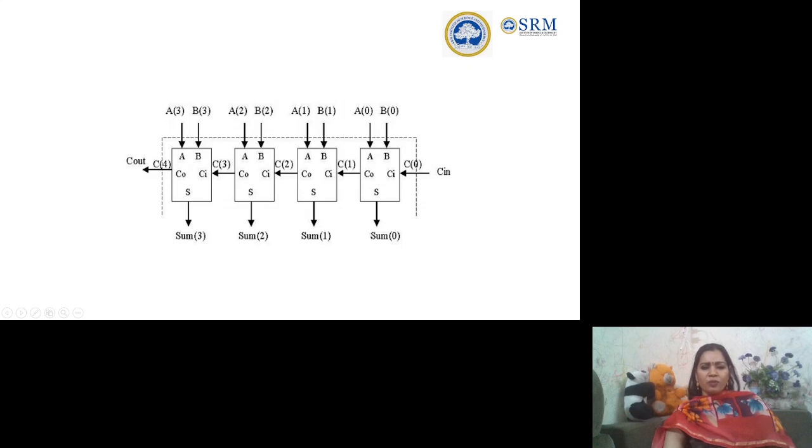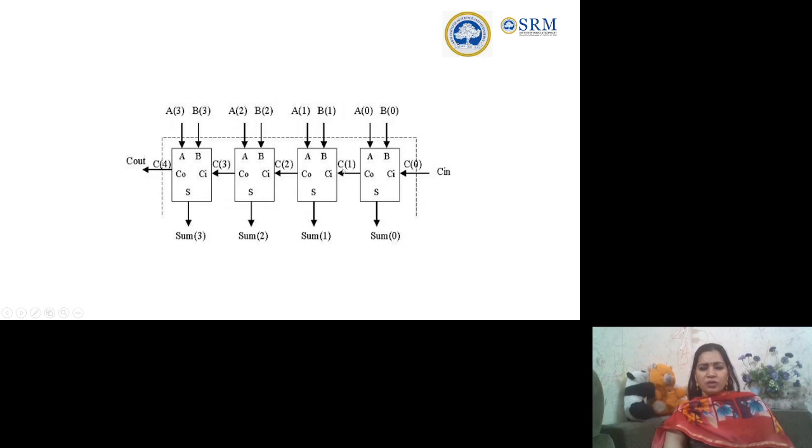So by using 4 full adder circuits, I have designed a 4-bit ripple carry adder. The input for the first full adder is A0, B0, and C0. C0 will always be considered 0. After adding A0, B0, and C0, it will produce a sum, and if there is any carry, that will be propagated to the next position.